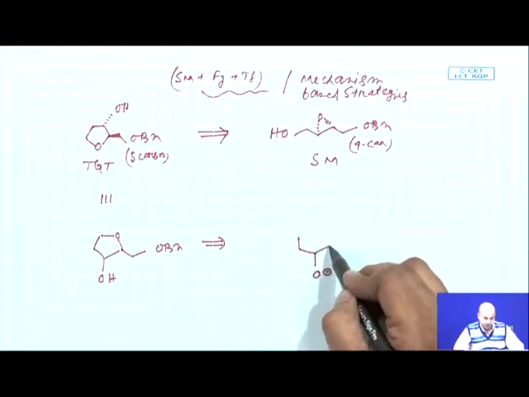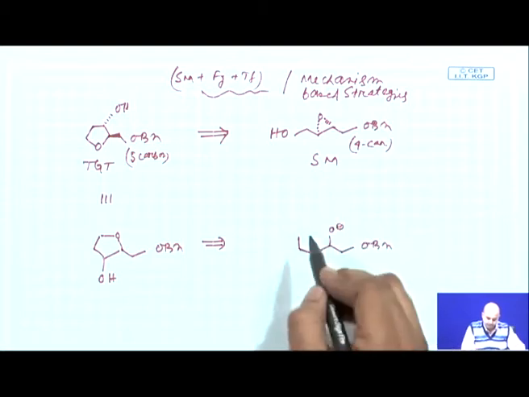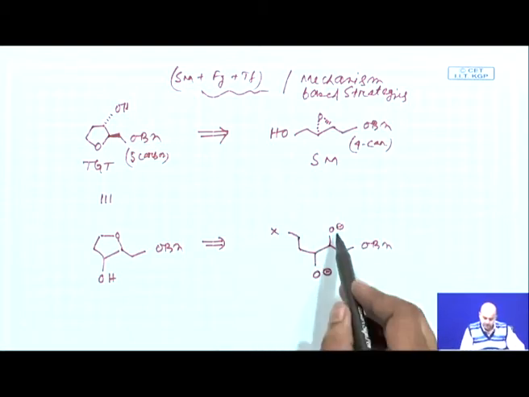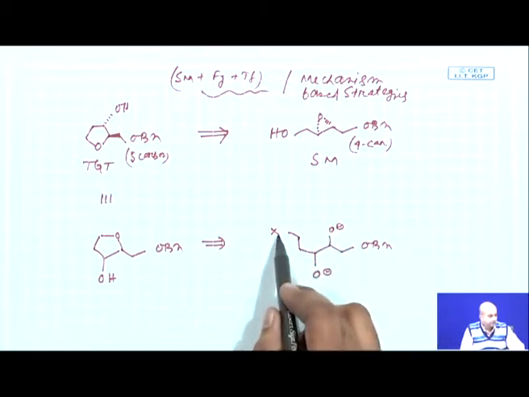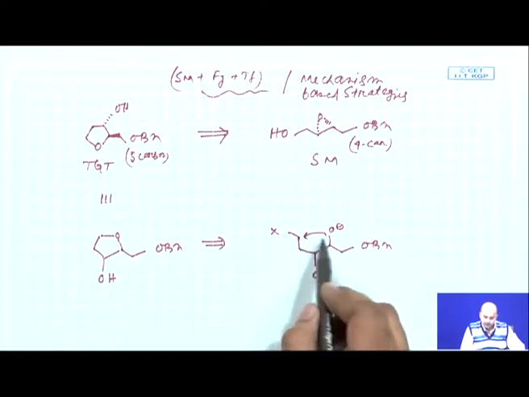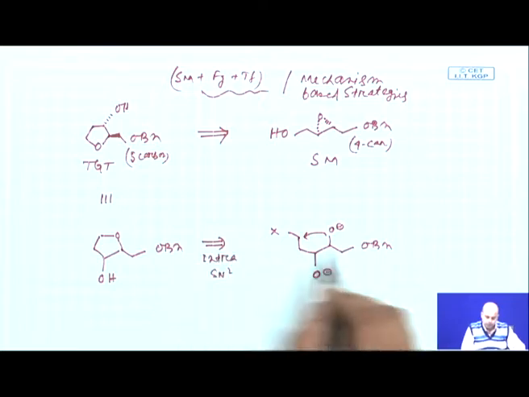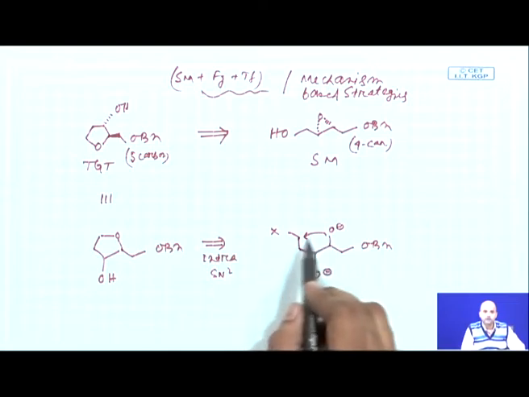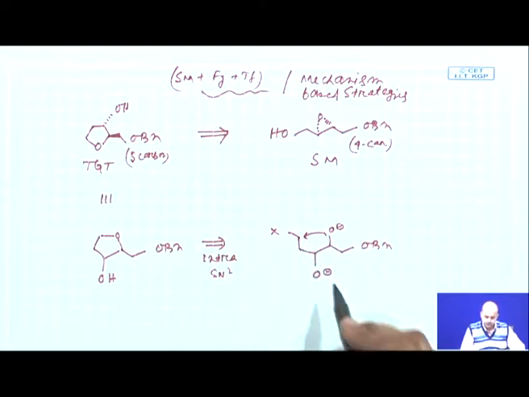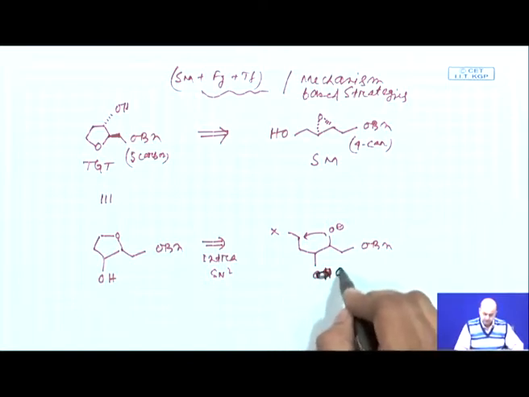Now, if you think of an intermediate something like this, here you have a leaving group at one end. So, this can undergo an intramolecular SN2 type reaction, an intra SN2, to give you the 5-membered ring. This O minus you can just keep as an OH, because that will be a more convenient way. Fine.